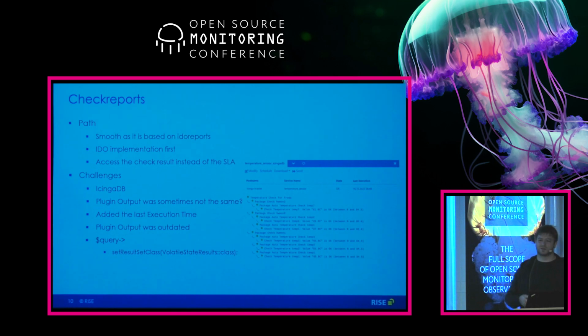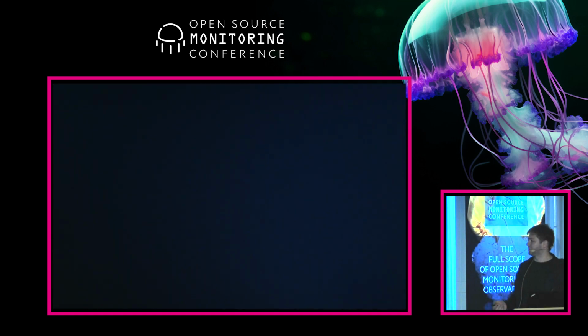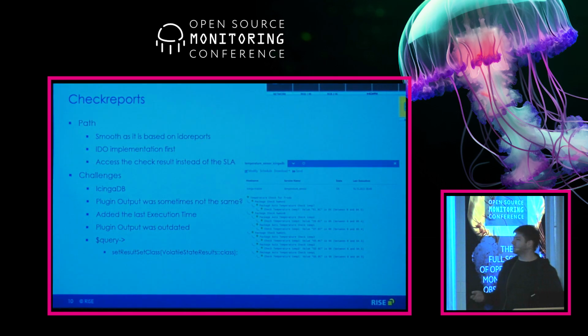Some challenges: I tried to migrate that to Icinga DB, and well, I have two reports and they're not the same, and I don't know why. So I added this execution time, and that wasn't the same execution time. Somehow the plugin output was outdated. What I found out is this funny thing: if you need to access the data from the Redis database from Icinga DB, you just need to add this to the query, and everything went fine. That's all you need to change, and after some debugging, that works too. So it's Icinga DB and monitoring module capable.